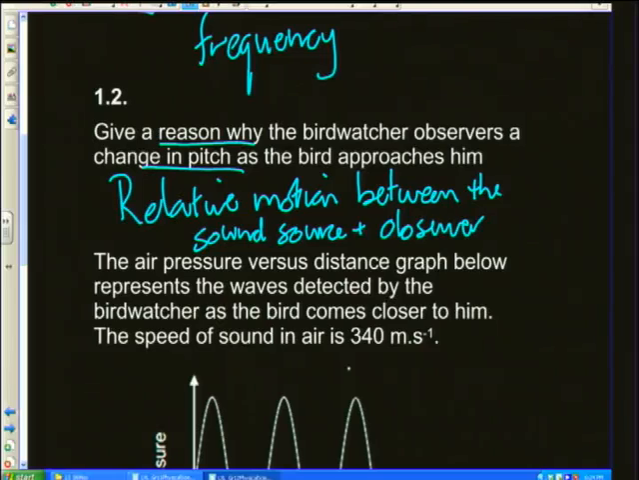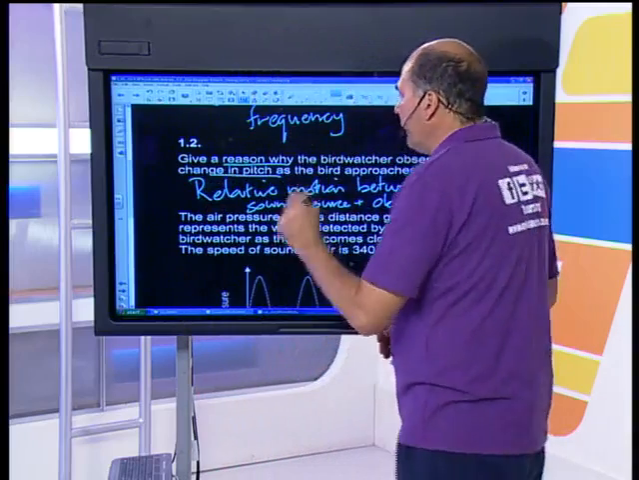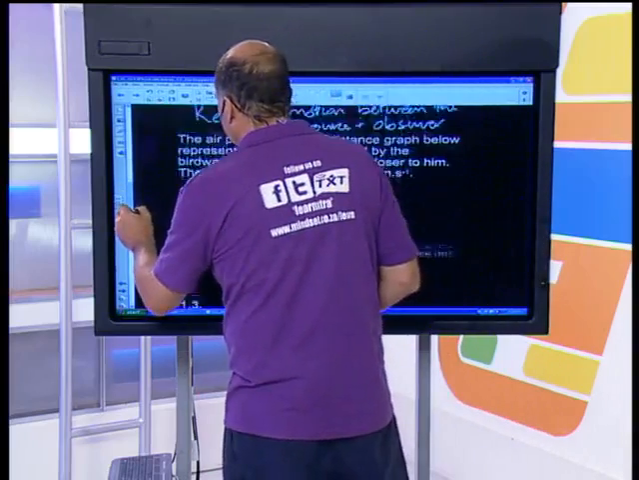If it wasn't for that relative motion, there wouldn't be a change in pitch. It's a requirement. You've got to first of all have something that's emitting a sound, and then the sound object has either got to be moving towards the observer, or the observer has got to be moving towards it. There's relative motion. Very important that you get that idea clear.